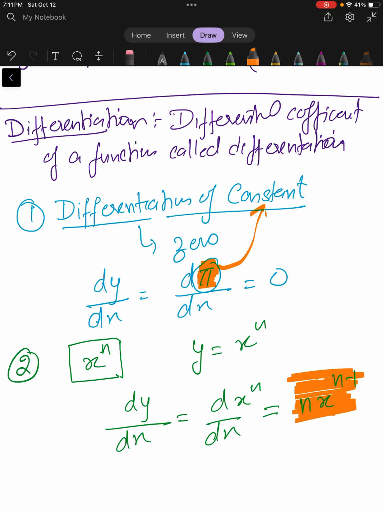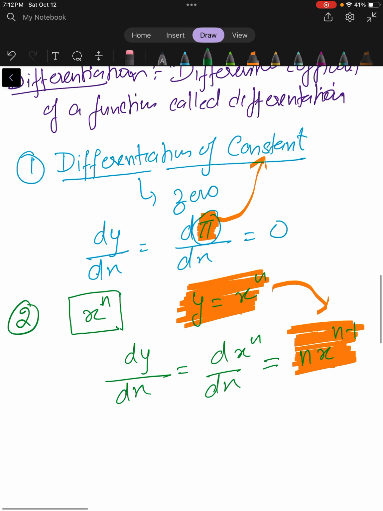So for any function written like this, this will be the formula. Differentiation of x to the power n gives n x to the power n minus 1. These are the important formulas that we are going to discuss.